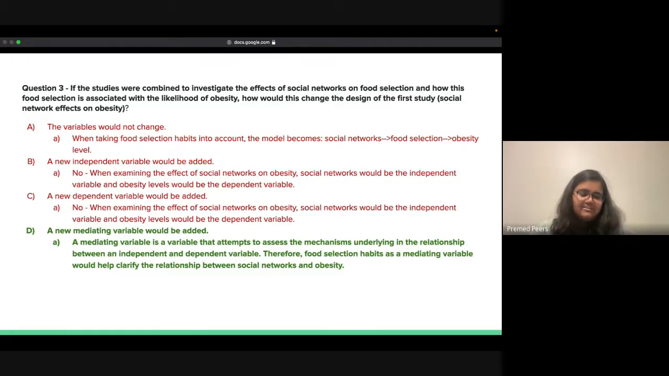A new mediating variable would be added. A mediating variable is a variable that attempts to assess the mechanisms underlying the relationship between the independent and dependent variables. So food selection habits as a mediating variable would help clarify this relationship between social networks and obesity. So that's why D is the most correct answer.